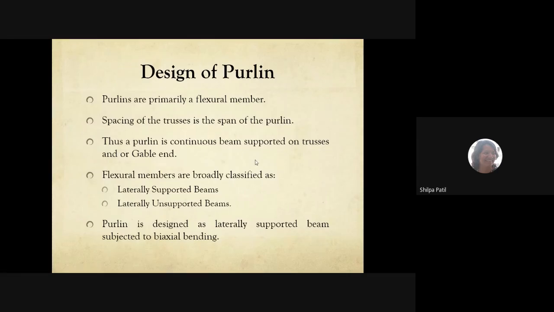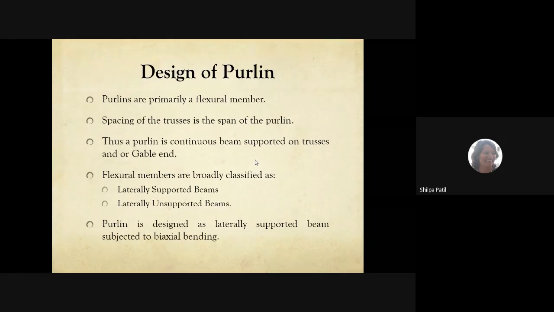Now in SDD1 you have already learned about the continuous beam. You already know how much effort is required to analyze a continuous beam. We have to adopt the moment distribution method or a similar method to find the moments and shear forces of a continuous beam. So it becomes a very complicated task. Purlins are designed as a continuous beam supported on the trusses. So analysis is important in the case of these beams.